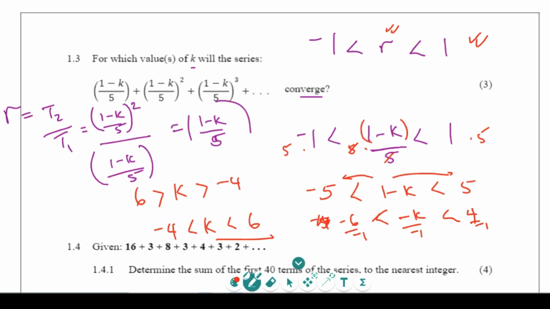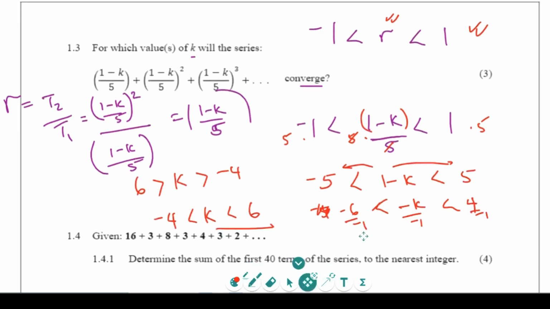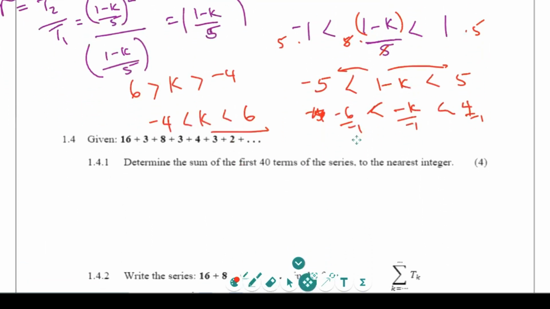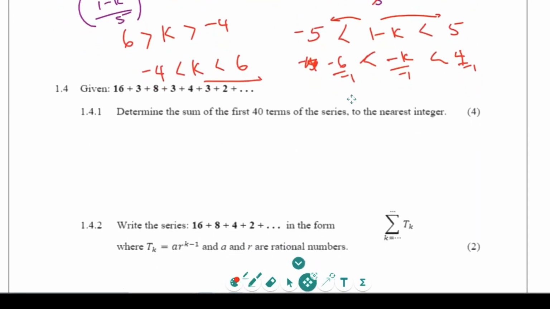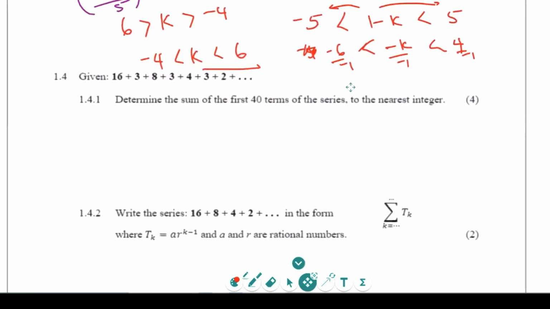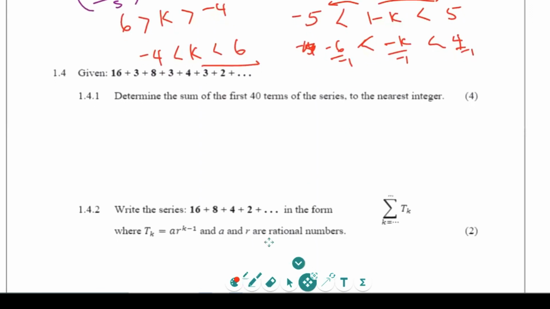Okay, and then we have the next question, which is 1.4. In 1.4, we've been given 16 plus 3 plus 8 plus 3 plus 4 plus 3 plus 2 plus, and the story continues. 1.4.1, determine the sum of the first 40 terms of the series to the nearest integer.